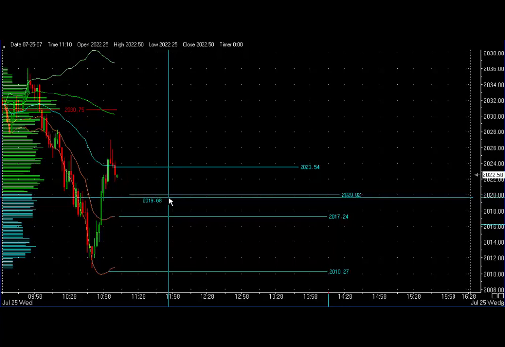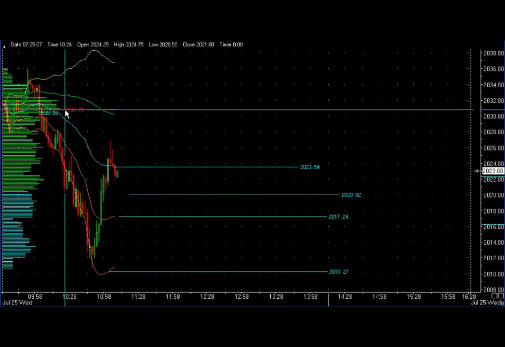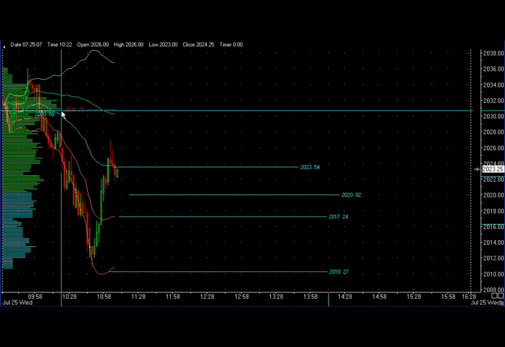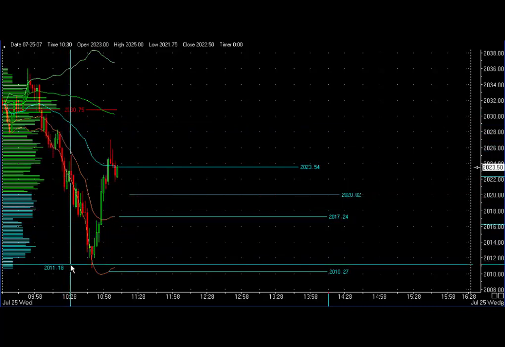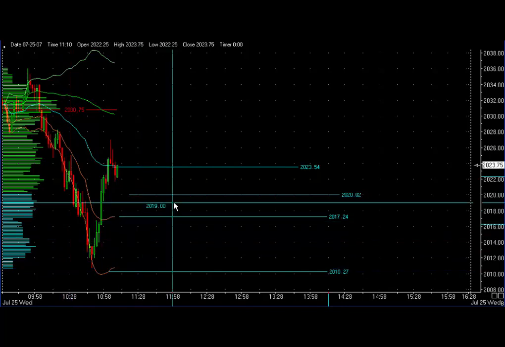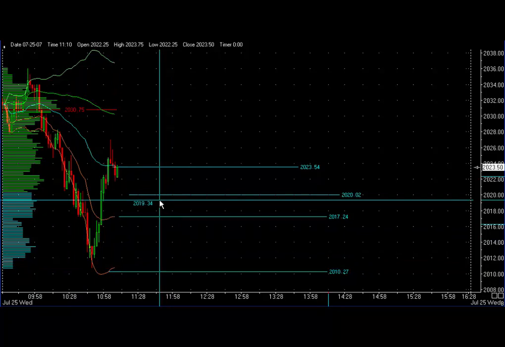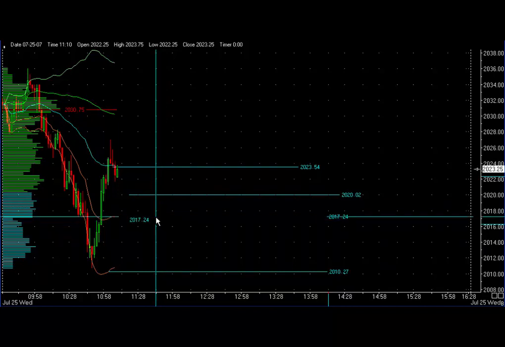If we get to 2020, there's no reason to expect otherwise. Again, the peak volume price being up here, there's nothing even remotely close to that peak in volume anywhere down in the high volume region, all the way down to the low. So he does expect that this market will eventually move back down to the first standard deviation down at 2017-24.